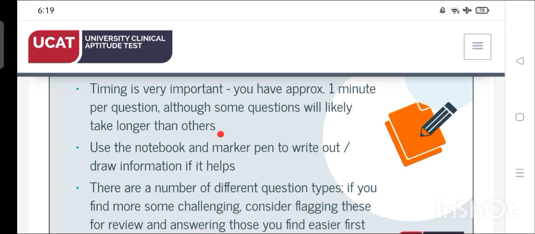You have to manage it very carefully because it's very important. You have approximately only 1 minute per question, but some questions that are lengthy will take more than 1 minute. So how are you going to manage it? Those questions that are very easy to solve, you solve them in less than 1 minute, so you can save it for the lengthy ones.